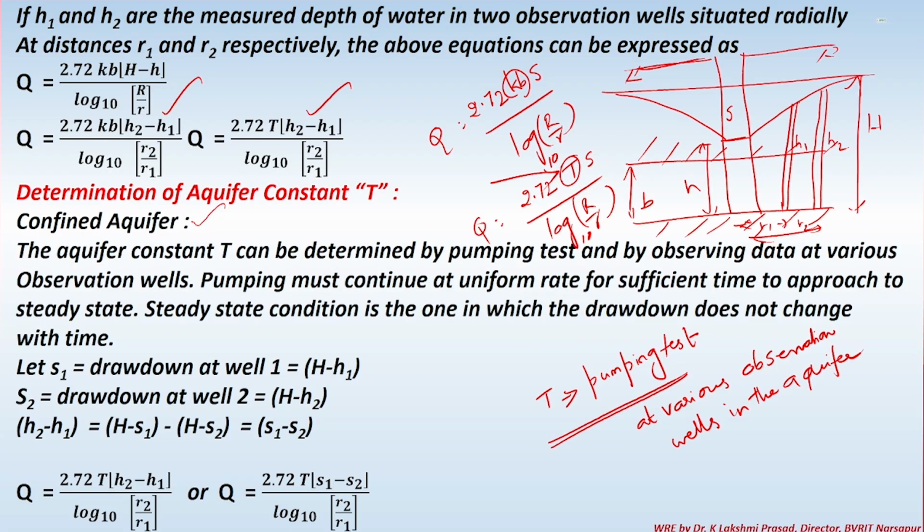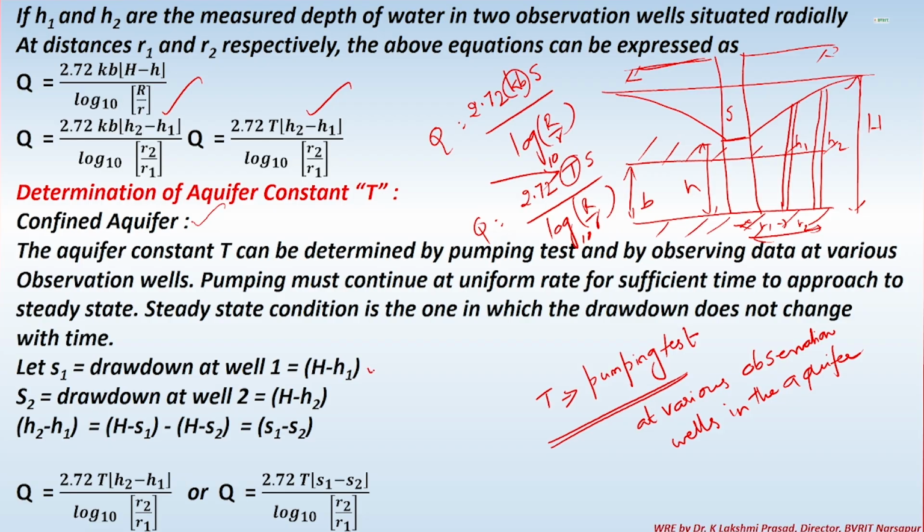You can see it. The aquifer constant T can be determined by a pumping test and observing data at various observation wells in the entire aquifer. Pumping must continue at a uniform rate for a sufficient time. A sufficient time is needed to reach steady state conditions, because whatever we are studying is only steady state. So to attain the steady state condition, long pumping at a uniform rate is necessary.